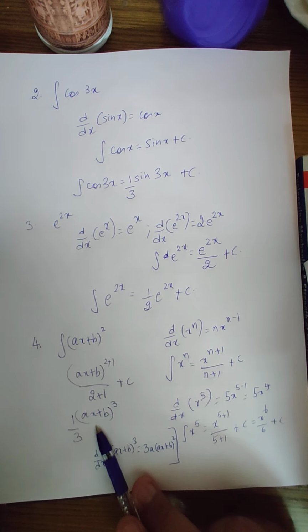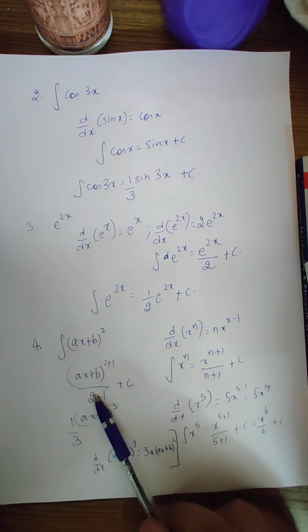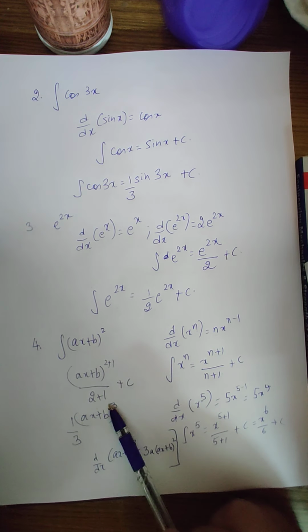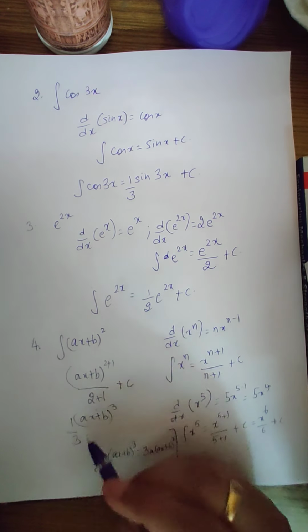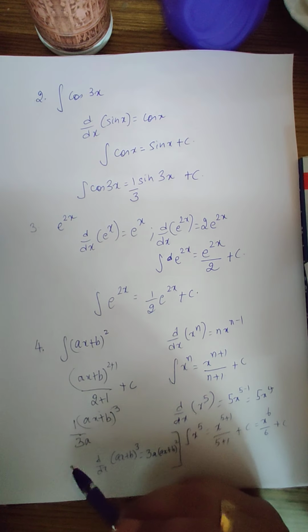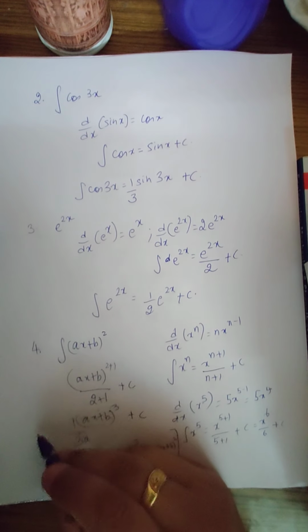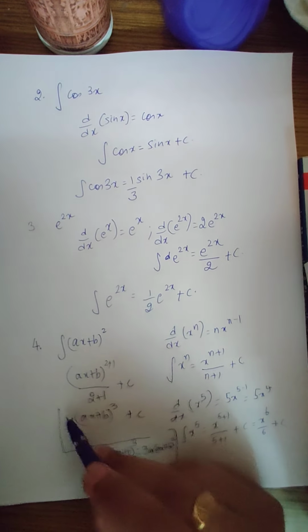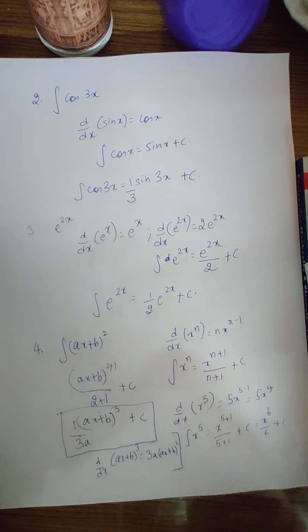In the same way, with integration, we'll use this formula. Integration of this will be (ax plus b) whole power 2 plus 1 by 2 plus 1 plus c, and of course here the coefficient of x is important. We'll not consider the constant, only the coefficient of x, which is a, and we'll be multiplying the denominator by a. So 1 by 3a of (ax plus b) whole cube plus c is the required integration.